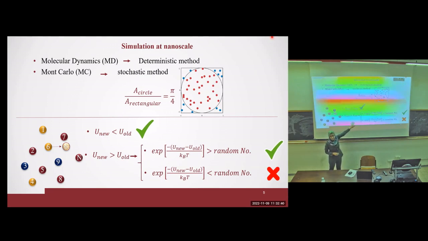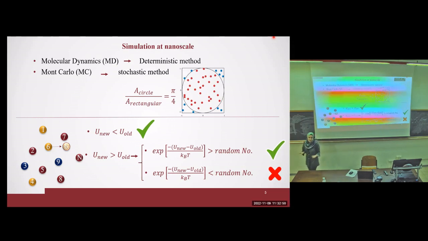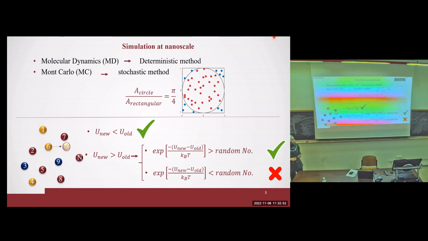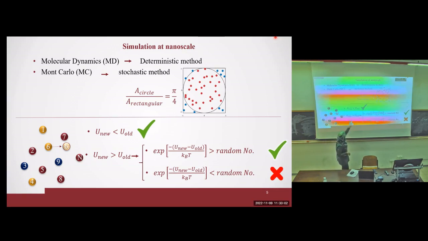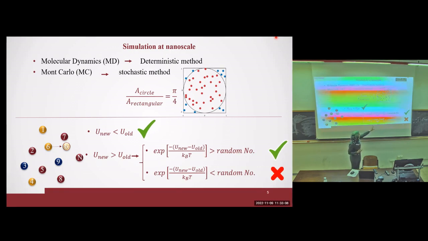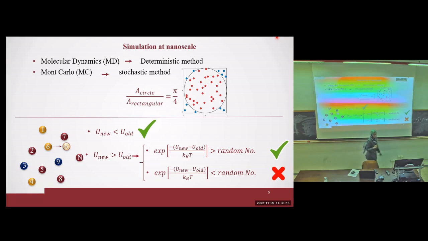But if it's not, again, we cannot say that it is not accepted, because in nature, sometimes something happens that doesn't lead to equilibrium, but for example, we have fluctuation. Sometimes the energy increases, sometimes the energy decreases. So from the difference between these two, we build the Boltzmann factor, a factor that is between 0 and 1. Okay? We make a random number.